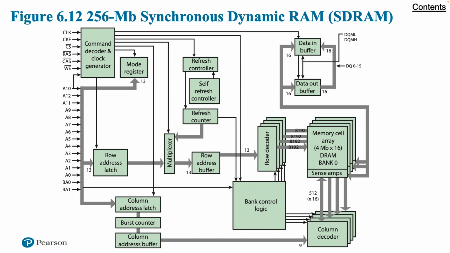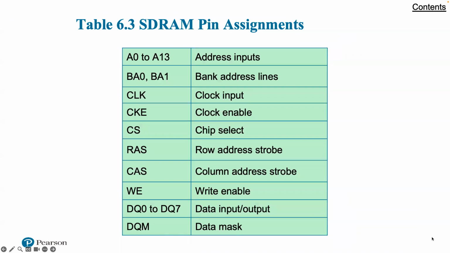So in figure 6.12, we're showing the internal logic of a typical 256 megabit SDRAM, typical of SDRAM organizations. You can pause the video if you like and get a chance to look at this a little bit more closely. This is, in a diagram, what we just described in the last chart. Here in table 6.3, we define the various pin assignments.